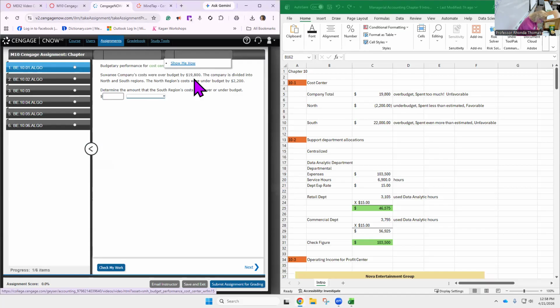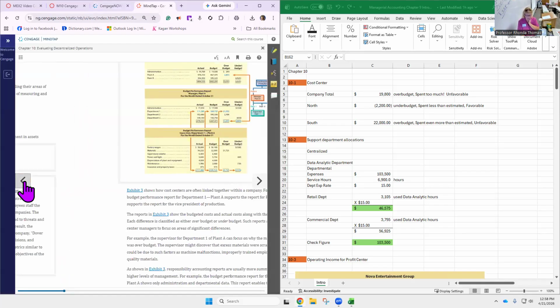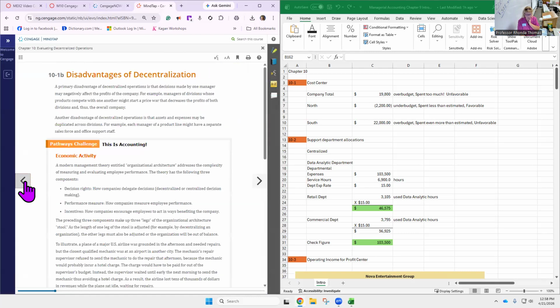Evaluating, okay, no, we evaluated variances with standard costs in chapter 9. Now we're going on into evaluating decentralized operations. Okay, decentralized operations. Let's talk about what that is. Okay, so here is the ebook.